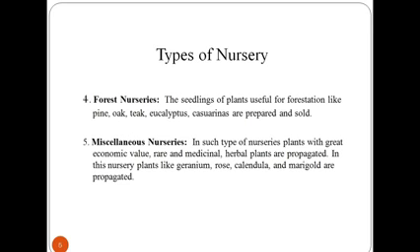In forest nurseries, the seedlings of plants useful for forestation like pine, oak, teak, eucalyptus are prepared and sold. There is another type which is called miscellaneous nurseries, in which plants with a great economic value and medicinal herbal plants are propagated. In this nursery, plants like rose, calendula and marigold are prepared.